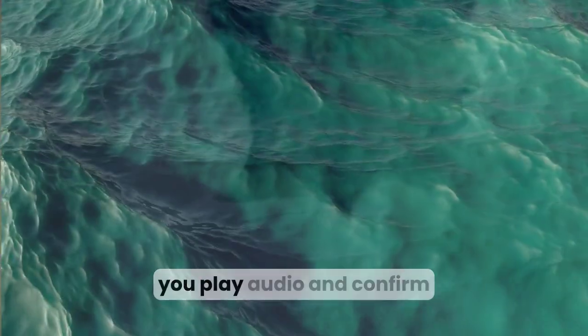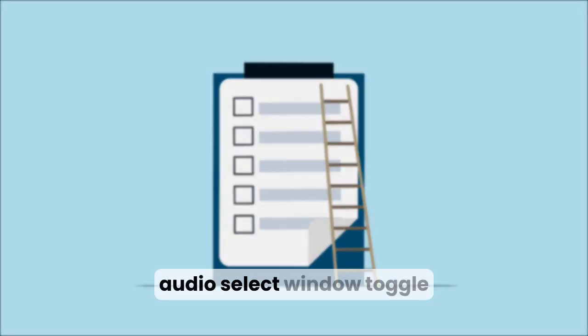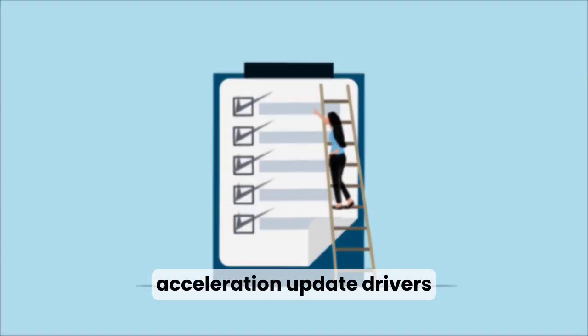Ask a friend to watch while you play audio and confirm they can hear it live. Checklist recap: enable include audio, select window, toggle acceleration, update drivers, test, and you're done.